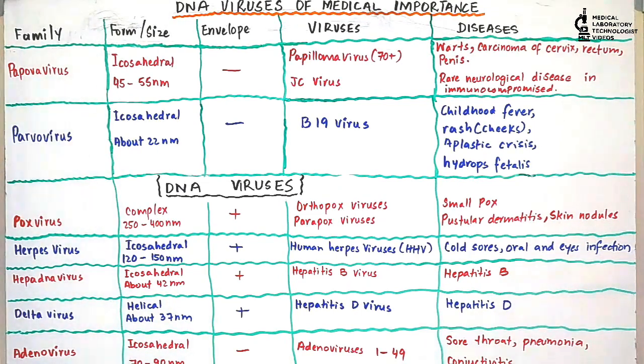Now if you notice on this board, all the DNA virus family names are written. We started from poxvirus, herpesvirus, hepadnavirus, deltavirus, adenovirus, papovavirus, and parvovirus. So this was the classification of viruses based on the type of genome, meaning on the basis of DNA and RNA, and on the basis of family, form, size, envelope, and which viruses cause which diseases. I hope you now understand the classification of viruses in an easy way.